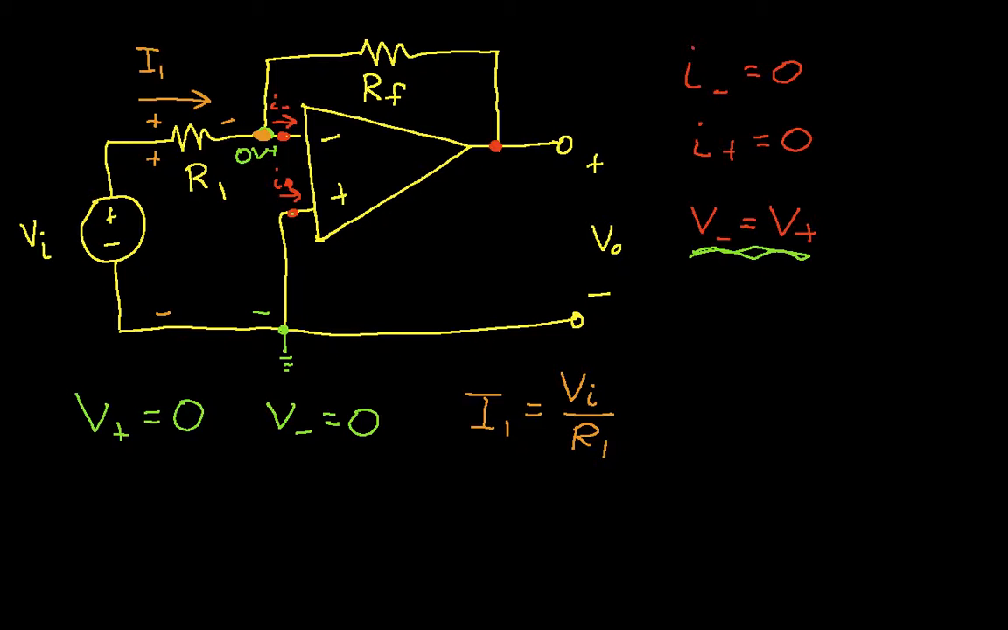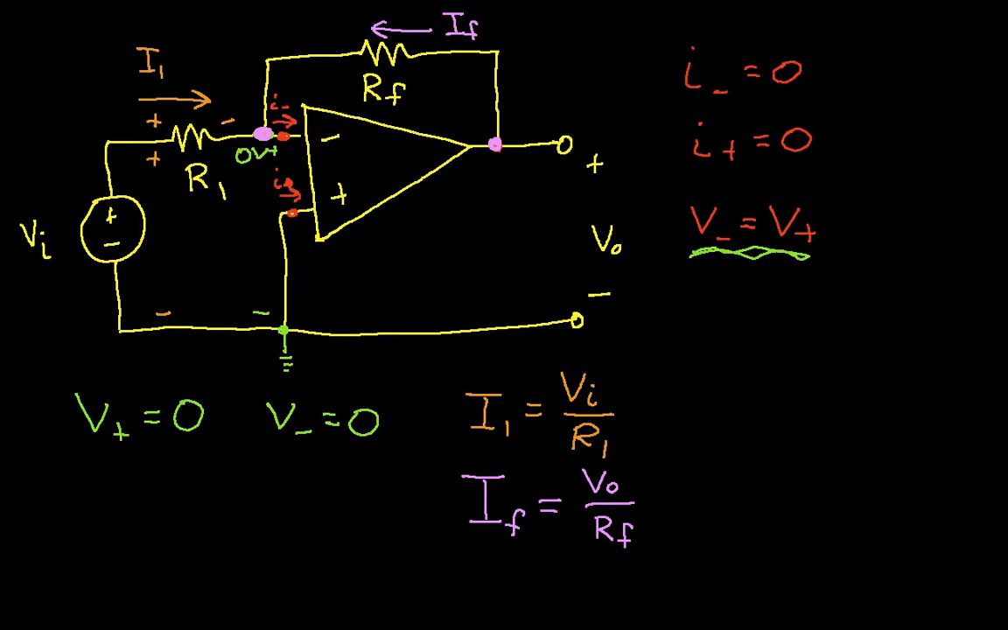Let's see if we can figure out IF. This is the current through RF. Again, the voltage at this point is 0, because V minus is equal to V plus, which is 0. The voltage at this point is V out. So IF is equal to V out over RF.